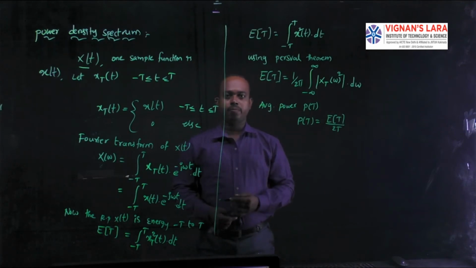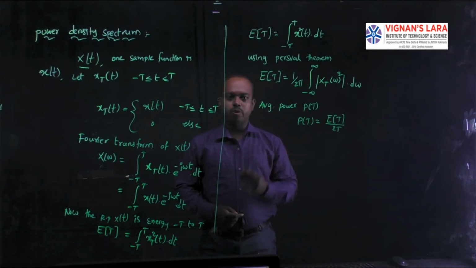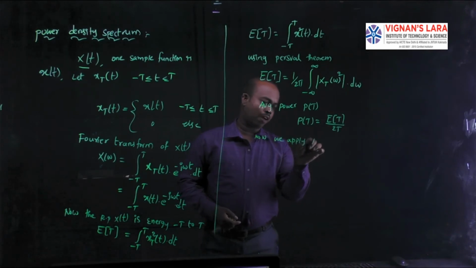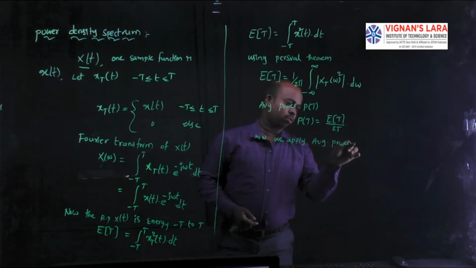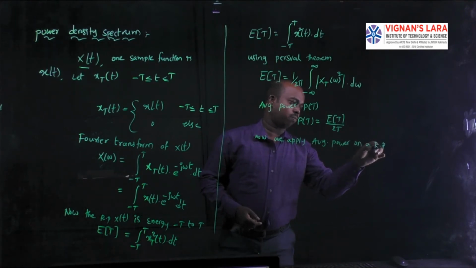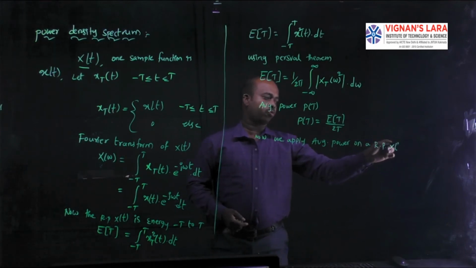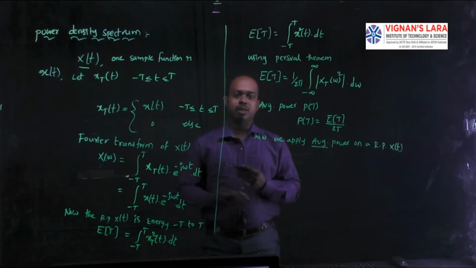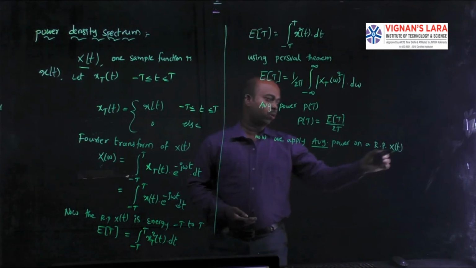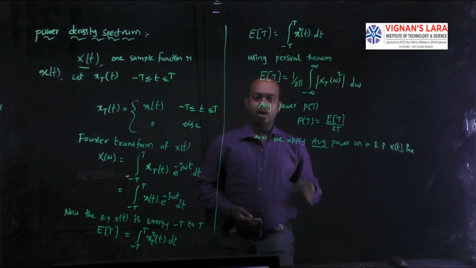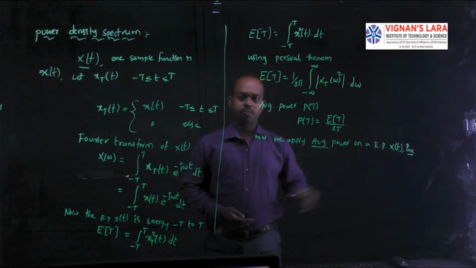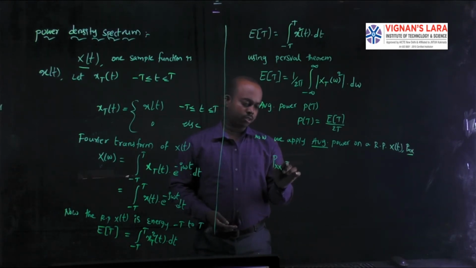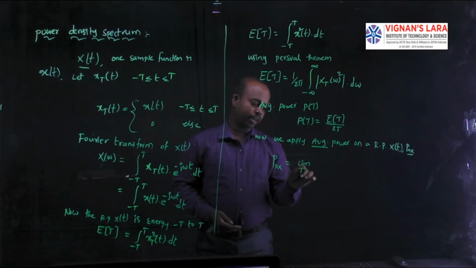Now we can apply this average power concept on a random process X(t). When applying this average power on a random process, we need to take the expectation value. The notation of the power, when applying this to a random process, is P_XX. Now you can write the total average power P_XX is equal to limit T tends to infinity.